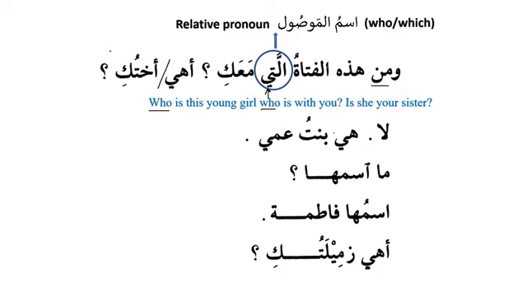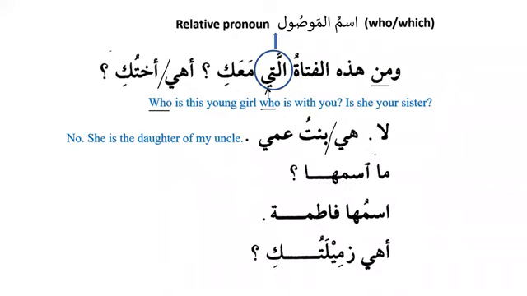La, no. Hiya bintu ammi. Now we know that bint is used as mudaf and ammi is used as mudaf ilayh. Hiya is the subject and bintu is the predicate. Bintu ammi is mudaf ilayh, and she is the daughter of my uncle.